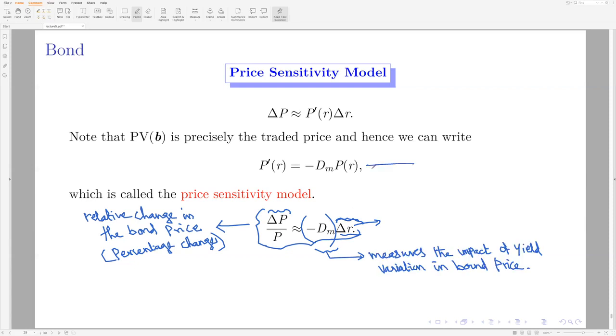The price sensitivity model, that is this equation, is derived on the basis of the discrete compound interest. You can also do it for continuous compound interest. I will leave it as an exercise to you.